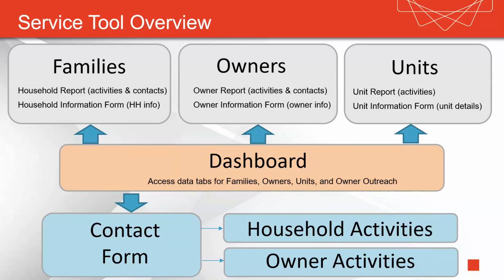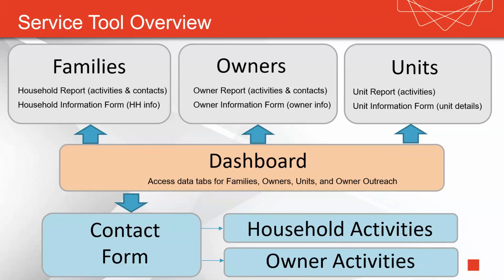And those things sound similar, so I want to distinguish, what's the difference between a report and an information form? The information form, so the household information form, the owner information form, the unit information form, you can think of as background information. That's where all your background information is going to be. So for the household information form, that's going to be your contact information about the family, who are the different members of the family, what are some of their likes and dislikes, and some other background type information.